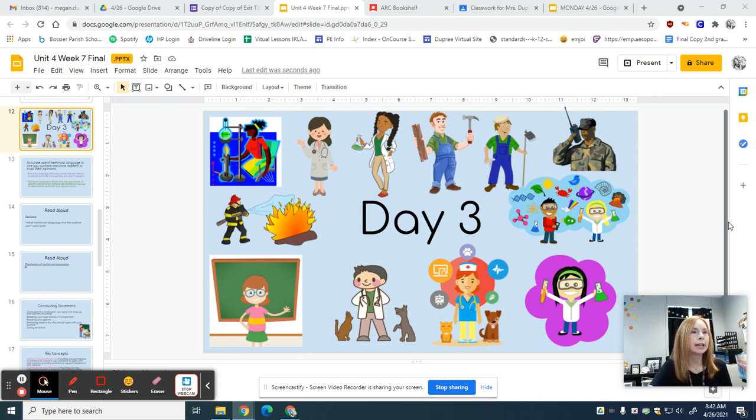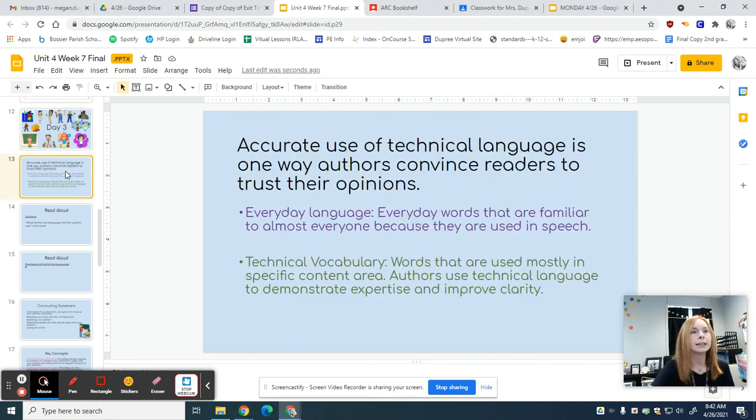Today, we're going to take a little break from focusing on just the research part, and we're going to talk about something new to help make our writing even better, and that is called technical language. Accurate use of technical language is one way authors convince readers to trust their opinions.